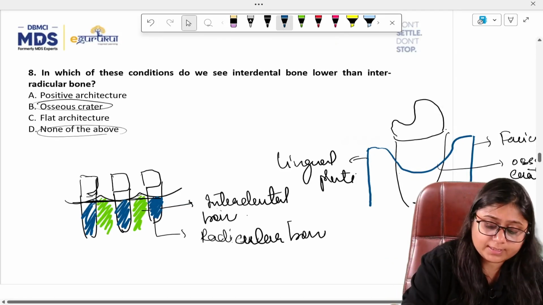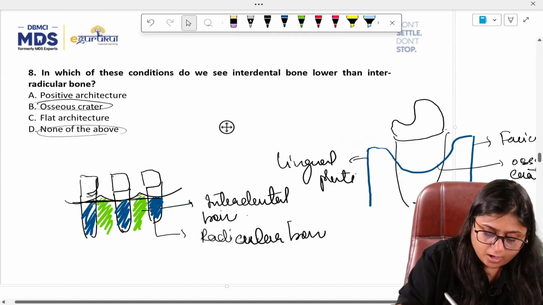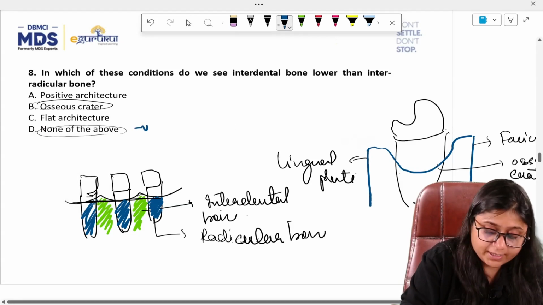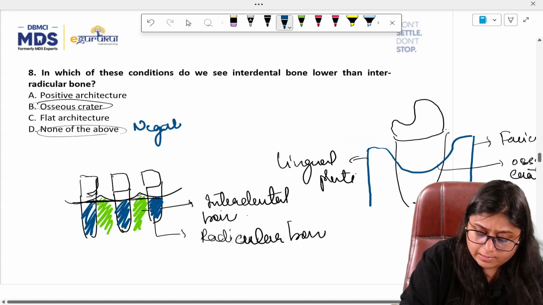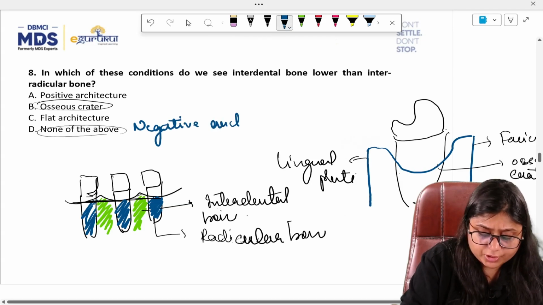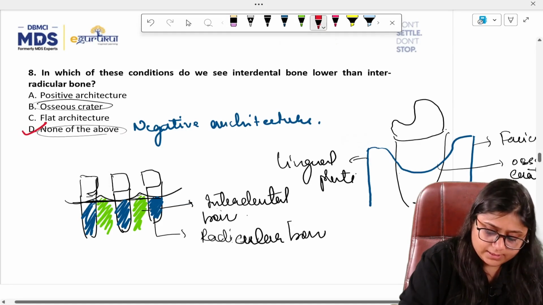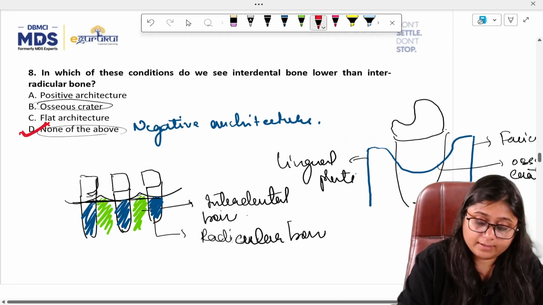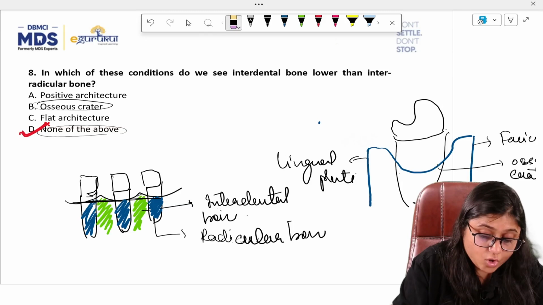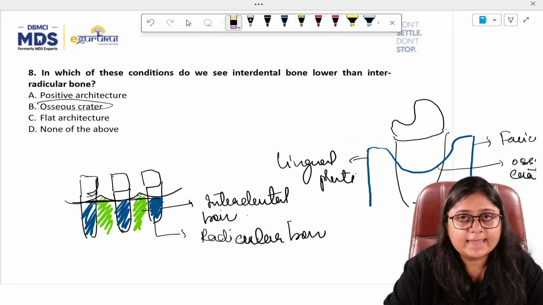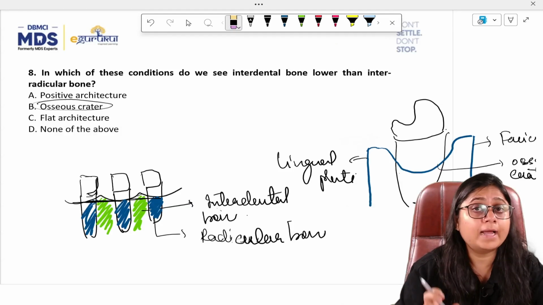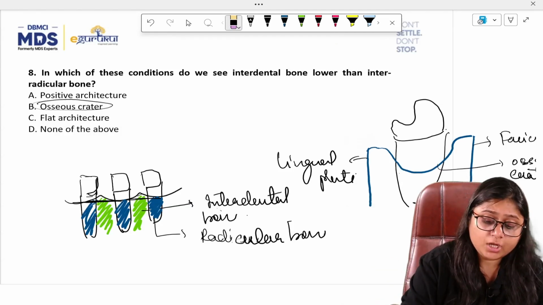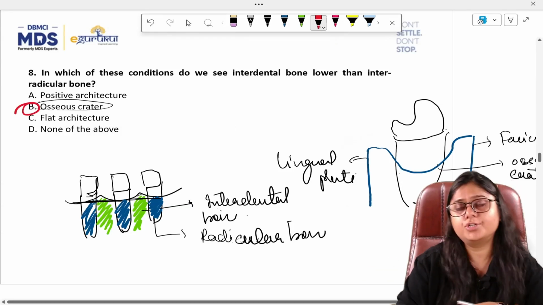If option D would have been negative architecture, then this was the correct answer. But as in the options they have not given D as the answer, you have to remember that osseous crater can also be considered as a type of negative architecture. And so here the answer can be osseous craters.